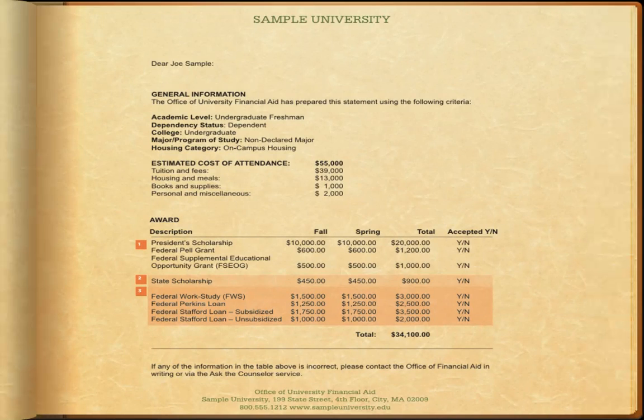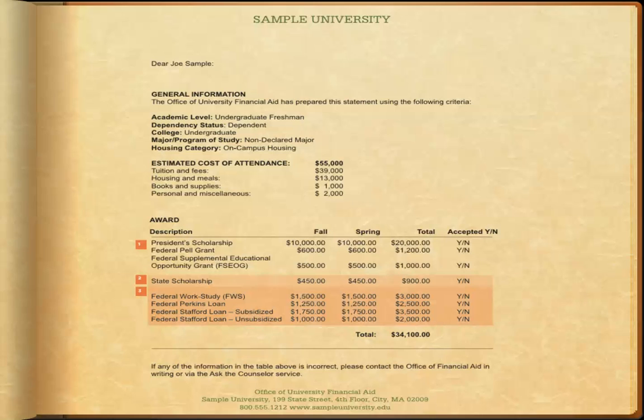Work study, and then here we get to the loans. As I said, Perkins doesn't exist anymore, but you may see them in things that you read because it was a big program at one time and it was a loan program. So if the student accepted all of the aid that they're offered, including the loans, they're still going to have a gap between that 55,000 and that 34,000.